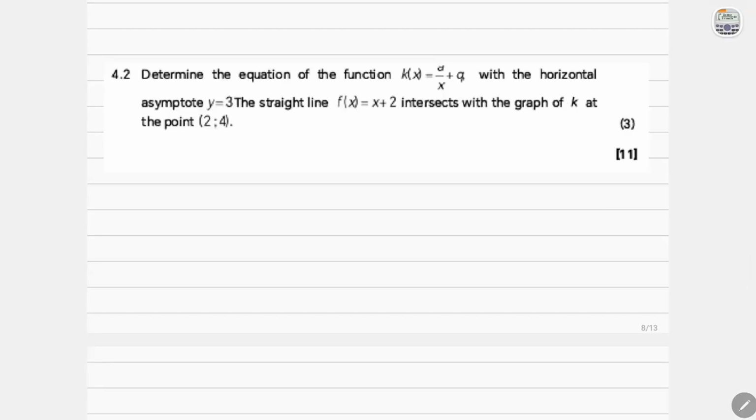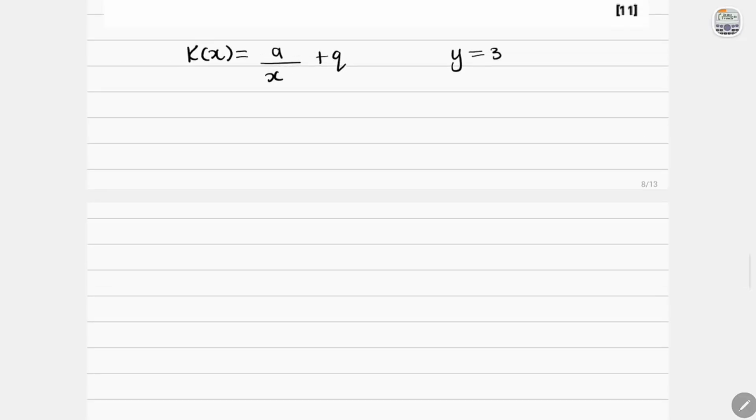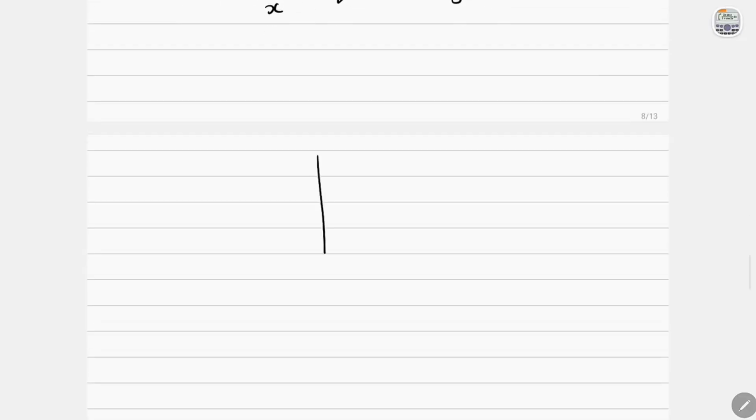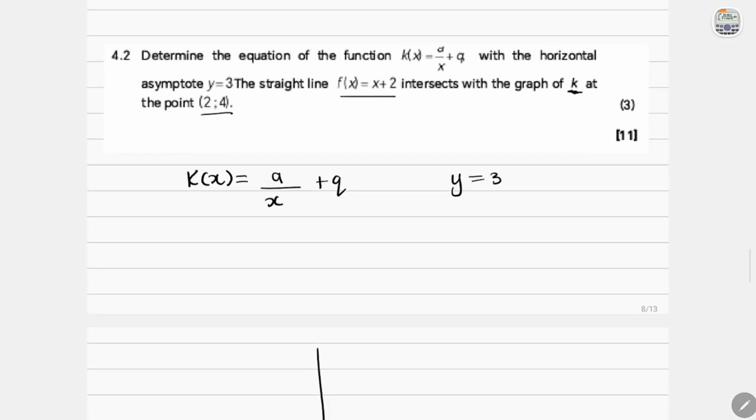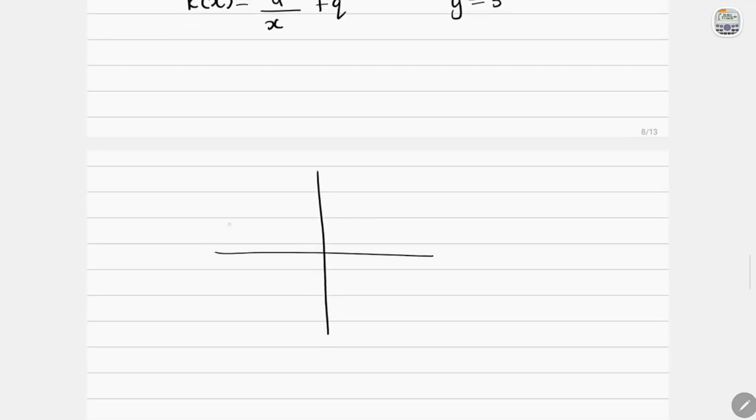Question 4.2 says, determine the equation of the function k of x, and they say k of x equals a over x plus q, with the horizontal asymptote being y equals 3. And then they say that the straight line f of x is equal to x plus 2 intersects with the graph of k at (2;4). Okay, so you can see that this is a hyperbola, right? And they also give us the horizontal asymptote, which is so helpful and actually makes this so much easier. So the horizontal asymptote is y equals 3. So it is a horizontal line and its equation is y equals 3.